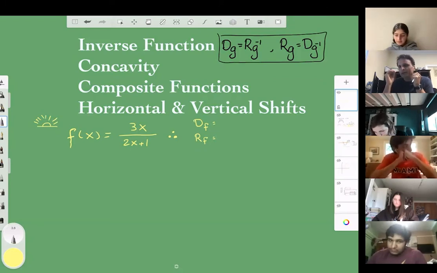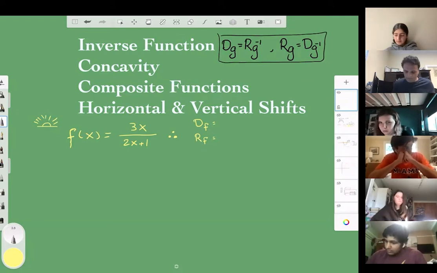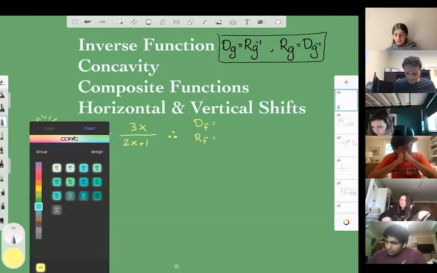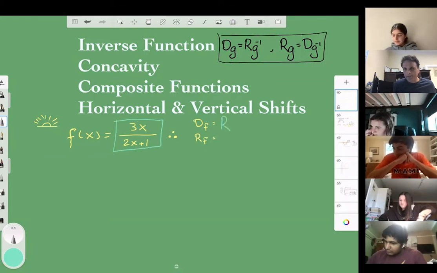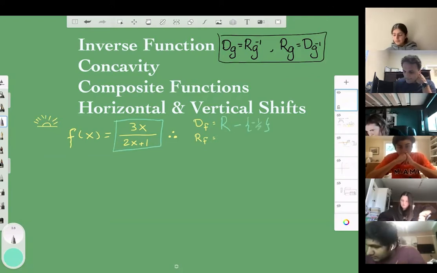For the domain in your note sheet, we should have a technique to find the domain. Last week, we went through different types of functions. We learned that if we have a rational function like this, the way we write the domain will be all real numbers minus the set of numbers that makes the denominator 0. So we can plug any number into that function, not negative 1/2. Where is negative 1/2 coming from? Negative 1/2 comes from the denominator.